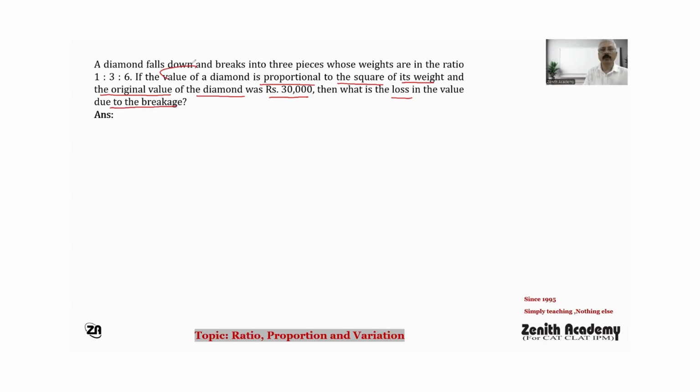So here it is given the value of the diamond is proportional to the square of its weight, meaning value is directly proportional to the square of weight. Look here, the original diamond is broken into three pieces in the ratio 1:3:6. If the first weight is W1, second is W2, and third is W3, then the ratio is given 1:3:6.